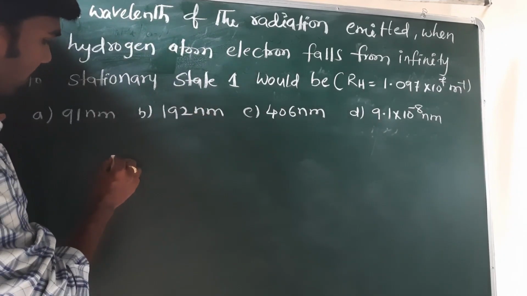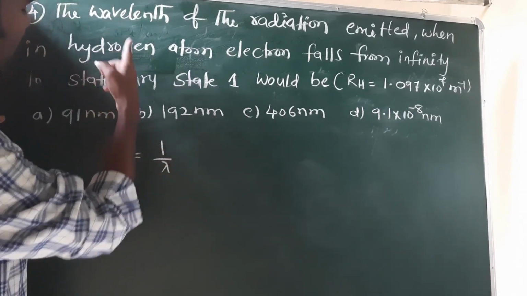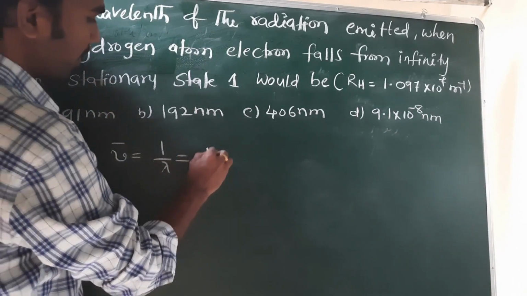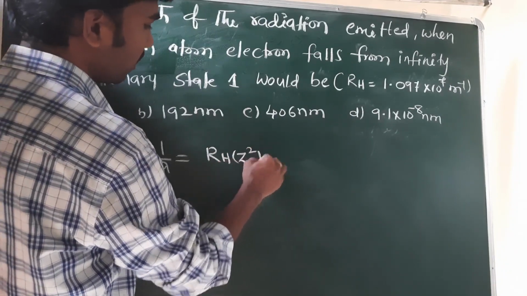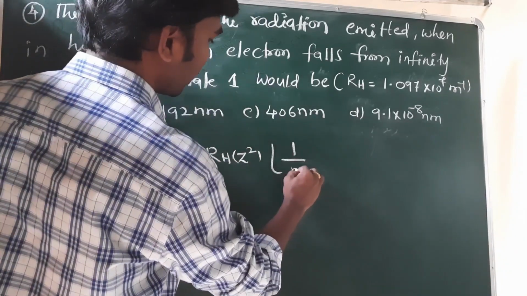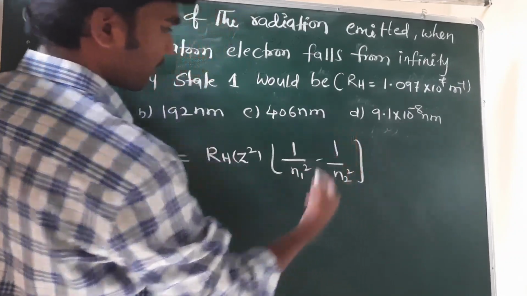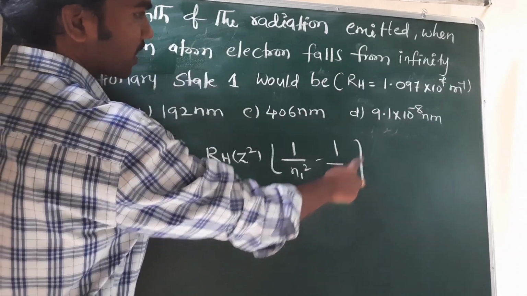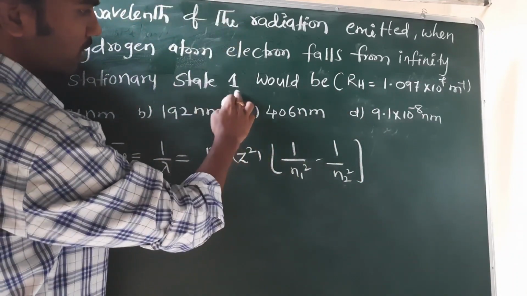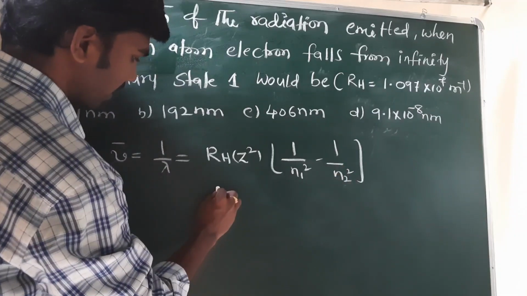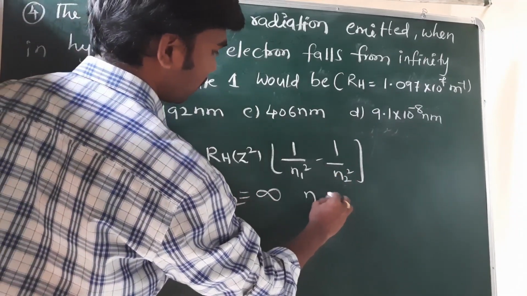So here the formula we have: nu bar is equal to 1 by lambda. Wavelength they are asking, so nu bar is equal to 1 by lambda is equal to RH into Z square into 1 by N1 square minus 1 by N2 square. This is the formula. Here the N2 value is infinite and the N1 value is 1, so highest energy level to first level. So N2 value infinite we have to take.